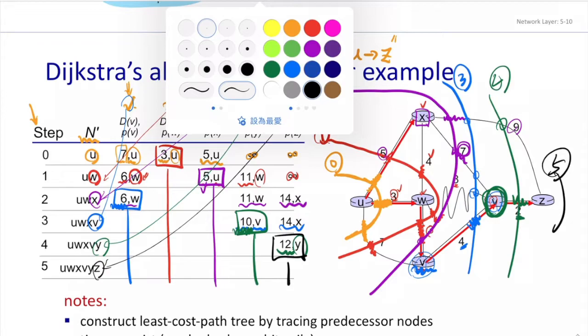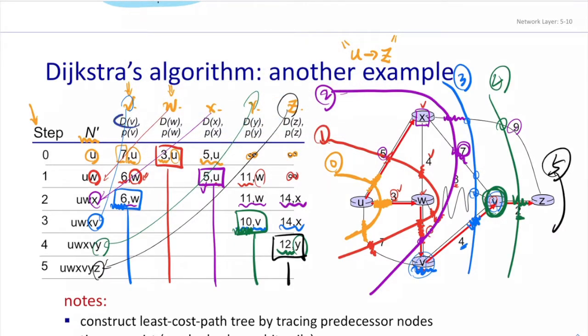Okay, so again, let's take a look at these two notations, D(v) and p(v). D(v) means the current distance. So that is 7, 6, and 6. p(v) is the previous node you go through.